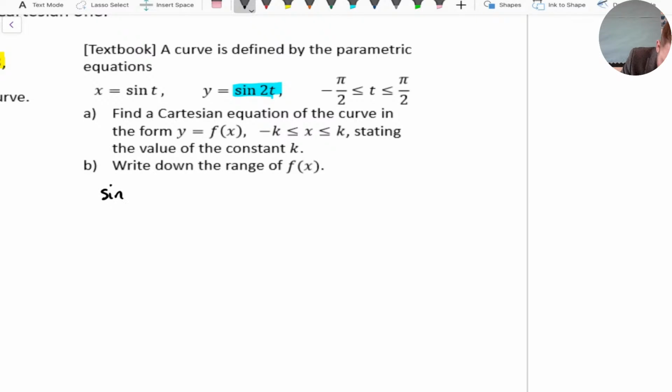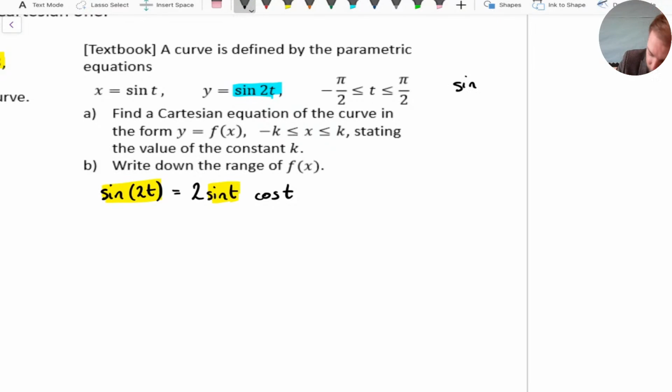Well, the only one I can really use here is sine of 2t is equal to, bear with me a second, sine t cos t. So we're kind of there a little bit, because we've got the sine of 2t in there, and we've got sine t, but the issue now is that we've got cos t in there. So we've now got to have another formula which links sine and cos.